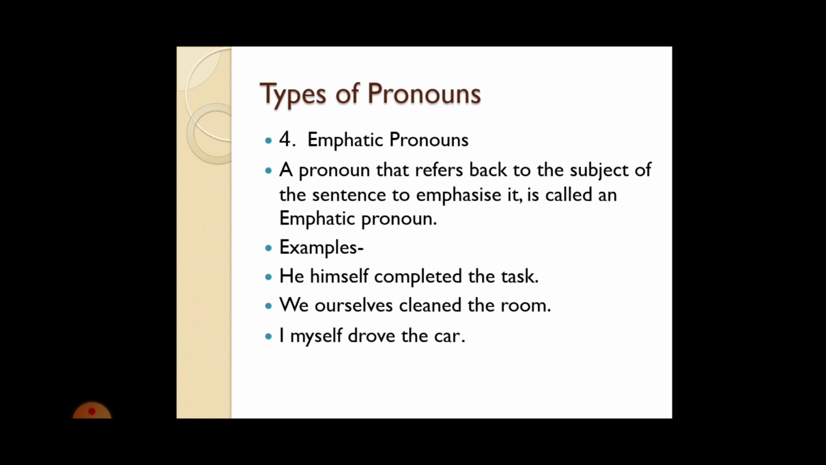The fourth kind of a pronoun is an emphatic pronoun. What is the definition of an emphatic pronoun? A pronoun that refers back to the subject of the sentence to emphasize it is called an emphatic pronoun. Examples: he himself completed the task. Here, himself is an example of an emphatic pronoun. We ourselves cleaned the room. In this statement, ourselves is an example of an emphatic pronoun. I myself drove the car. In this particular statement, myself is an example of an emphatic pronoun.